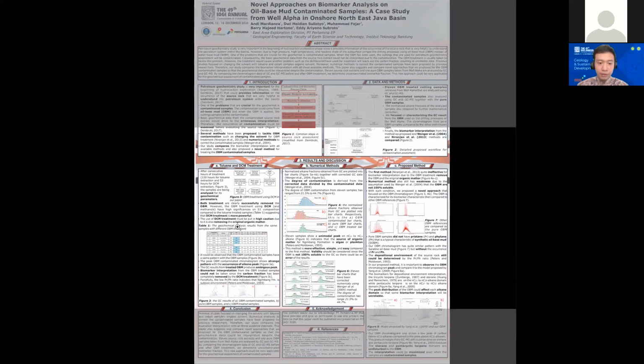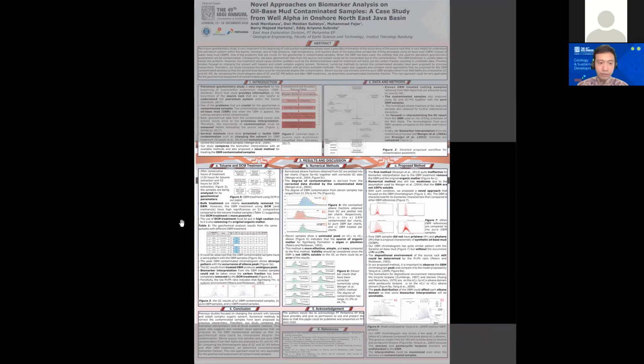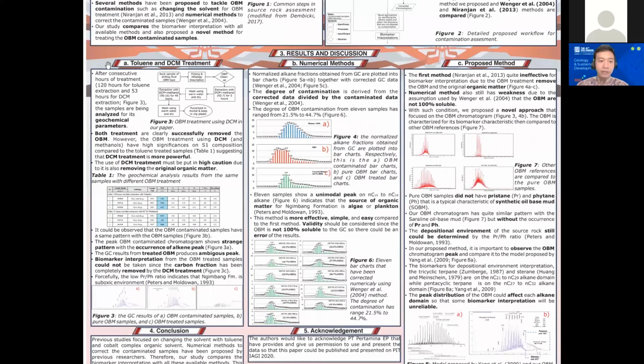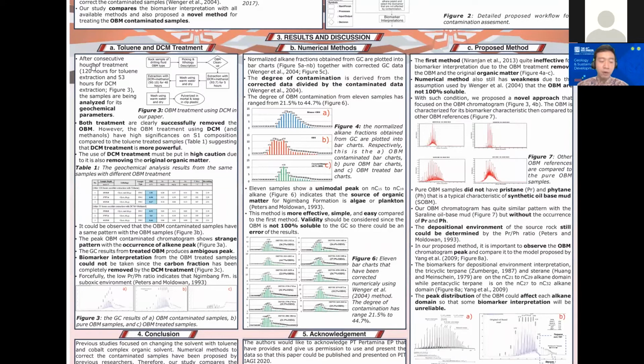First, we will go to the first method proposed by Niranjan et al. 2013. After consecutive hours of treatment, 120 hours for toluene extraction and 53 hours for DCM extraction, we can see here in Figure 3 that the samples are analyzed for their basic geochemical parameters, such as TOC, S1 values, and S2 values. Both treatments clearly and successfully remove the OBM.